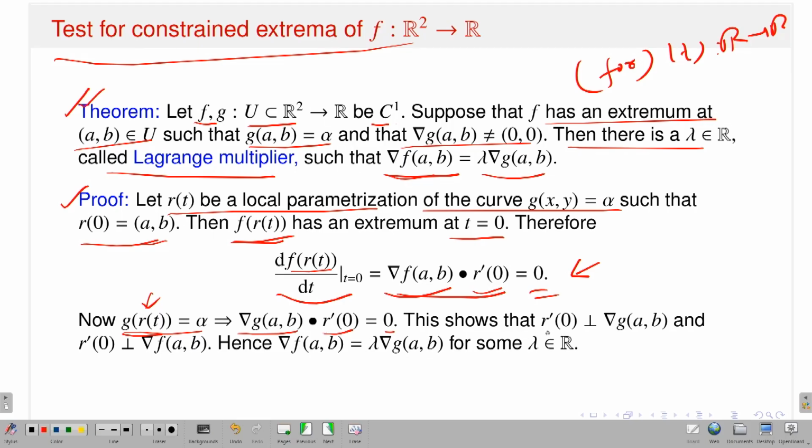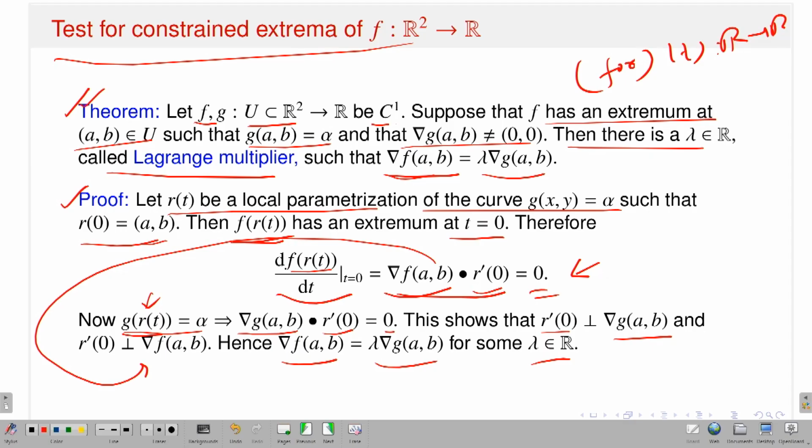This implies that r prime at 0 is orthogonal to the gradient of g, and also r prime at 0 is orthogonal to the gradient of f at (a,b). So the gradient vector of f at (a,b) is parallel to the gradient vector of g at (a,b). In other words, it is the same as some lambda times the gradient of g at (a,b), for some lambda belonging to R. So that's what it says.